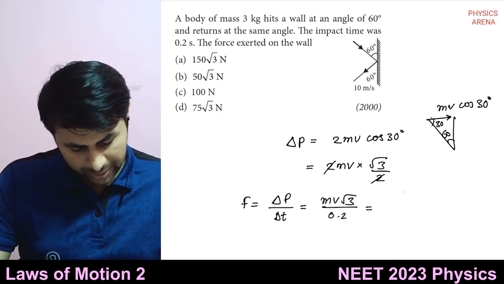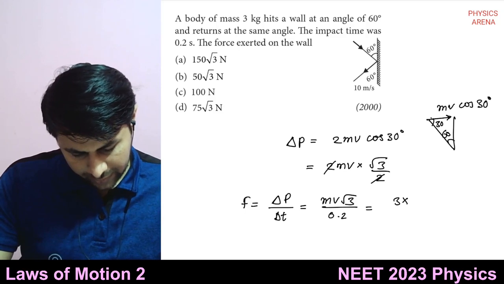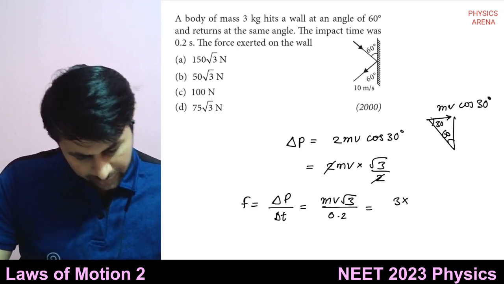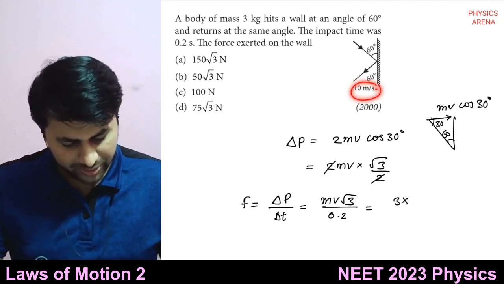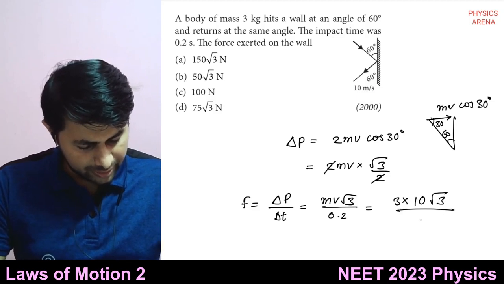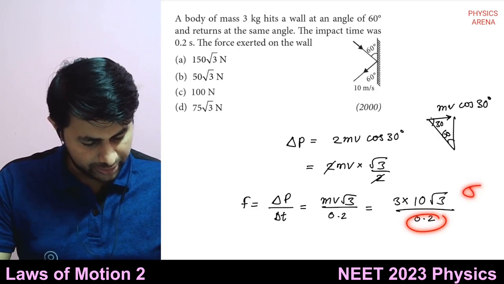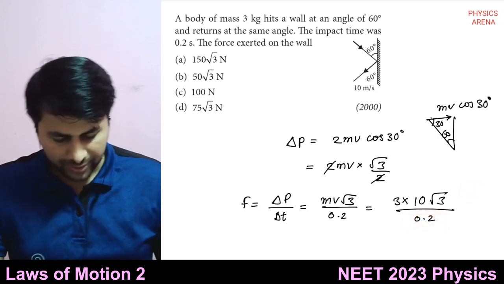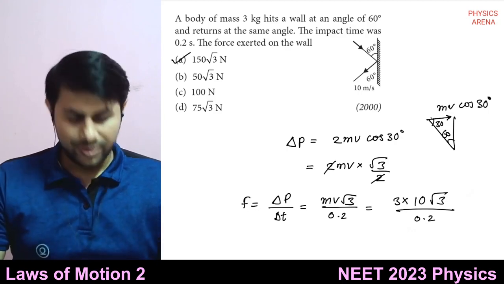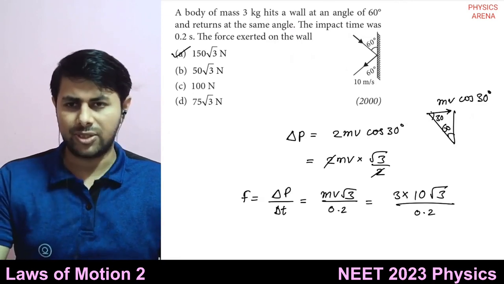And how much is the mass? Mass is 3, velocity is 10, they have given it in the diagram: 10 meters per second. So 10 multiplied by root 3 divided by 0.2. 0.2 in the denominator means 5 in the numerator, 5 times 10 is 50, so 150 root 3 is the answer. Good. So these are simple questions.